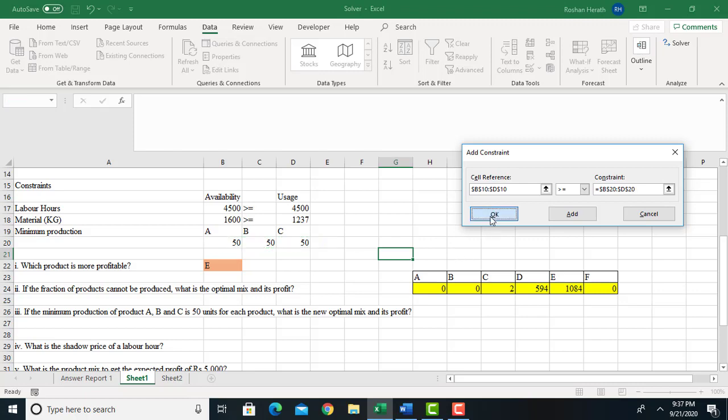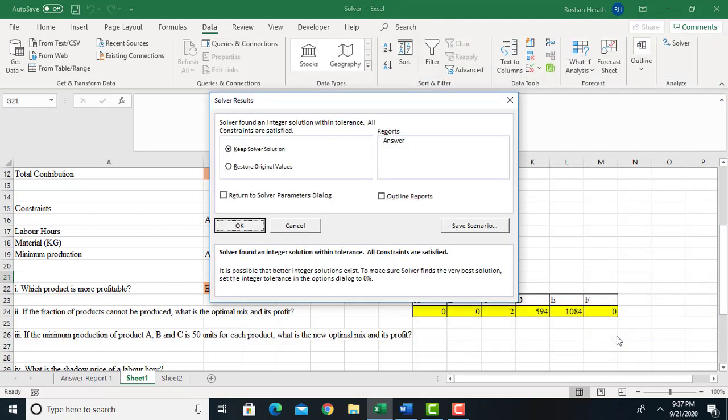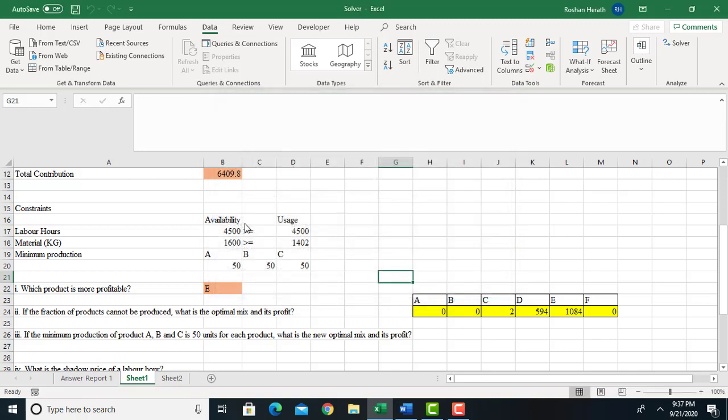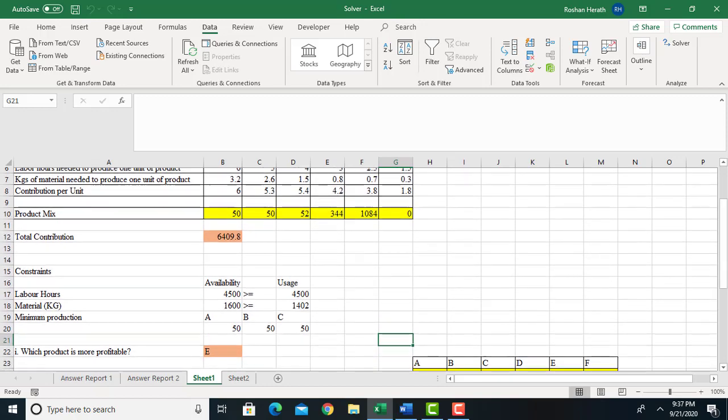That's it. Say okay. You have added that constraint, then you can solve it. So click solve, and you can ask to keep the solver solution. You would see that, and also we may ask for an answer report. Depending on the new condition, we may ask for an answer report. Another report would be given, that is your answer report 2. Say okay. Right. Now see what has happened.